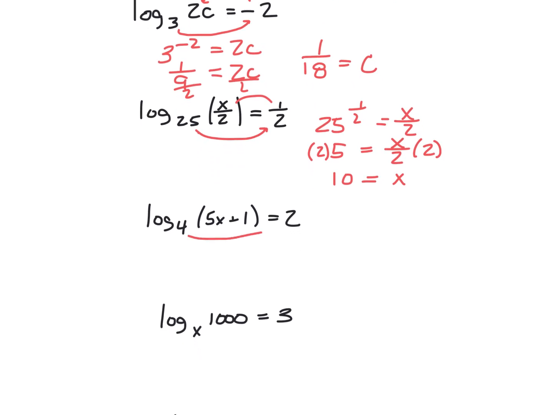Next example, again, the base is 4, the power is 2. So I'm going to have 4 squared is equal to 5x plus 1. 4 squared is 16. I'm going to subtract 1, divide by 5, and I'm going to get x to be 3.